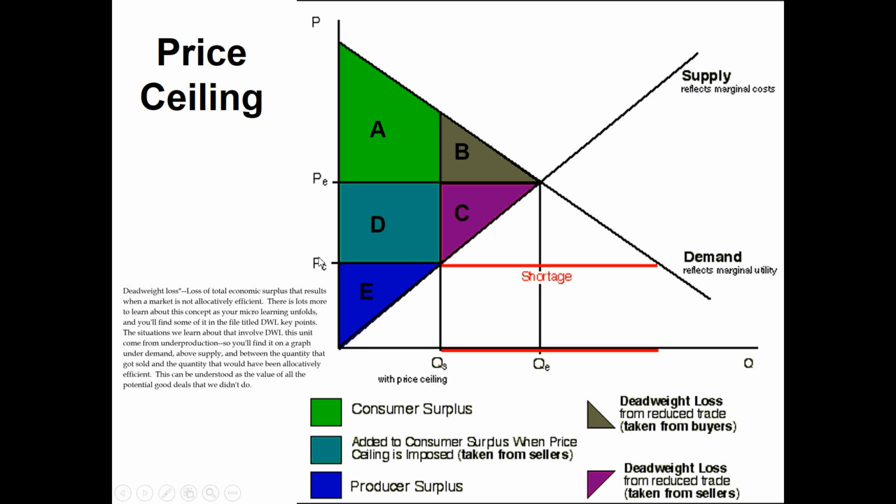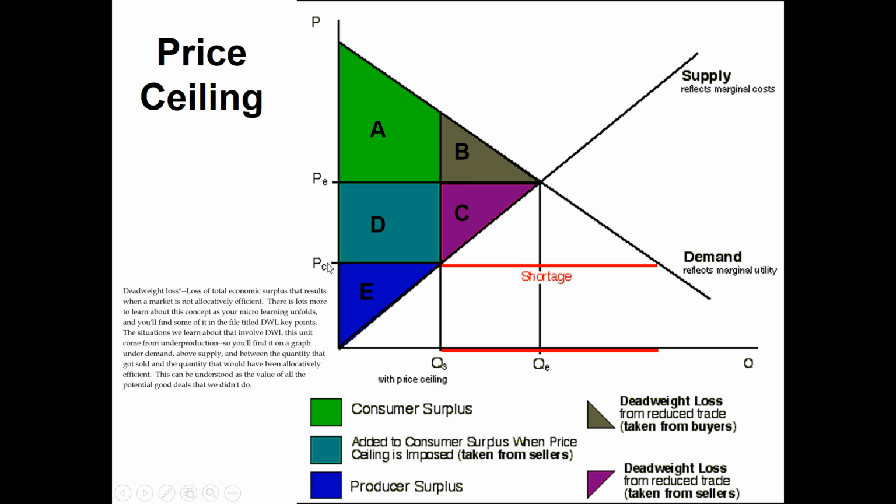And for it to be an effective price ceiling, in other words, for it to take effect, it needs to be lower than the equilibrium price. If it were above the equilibrium price, then it would be an ineffective price ceiling because we would continue to trade this good for the equilibrium price. So let's say this is the legal maximum price.